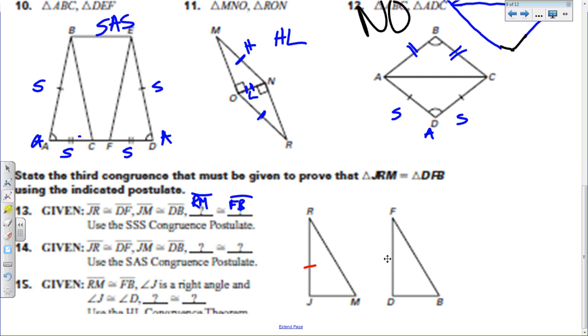JR and DF, JM and DB. We need side, angle, side. We have side and side. We need the angle in between them. So you need angle J congruent to angle D.